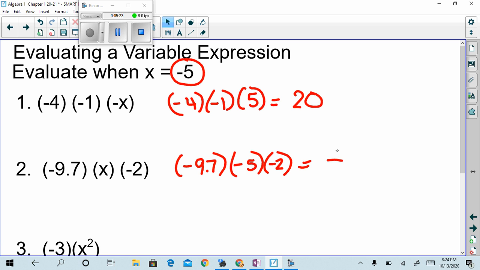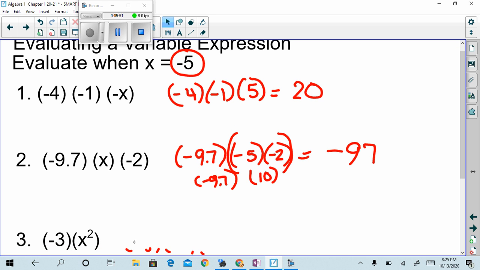Now, I'm going to use the associative property here, and I'm going to group these two terms together. Why? Because this will give me a positive 10. And it's much easier to multiply -9 7/10 by 10 than it is if I went from left to right. This will give me a -97.